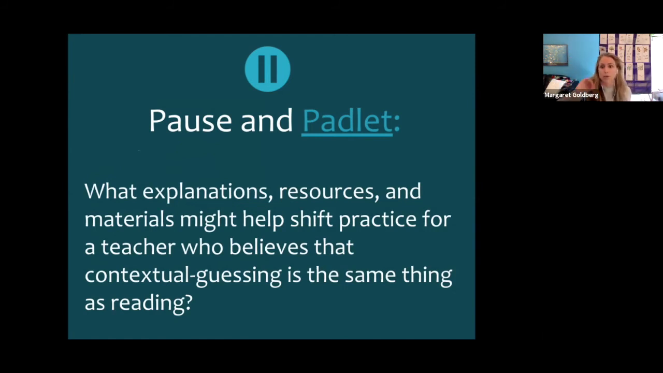So this is a lot to digest, and I noticed there are some comments or questions in the chat box, which are going to be perfect to throw up onto our Padlet. So we're going to pause and Padlet. The question is, what explanations, resources, and materials might help shift practice for a teacher who believes that contextual guessing is the same thing as reading? And this is where we can really stop to think about the role of predictable books and what they're teaching our students about the reading process.